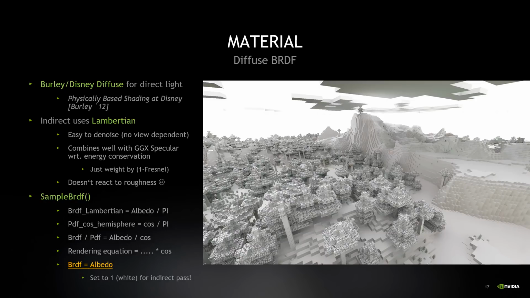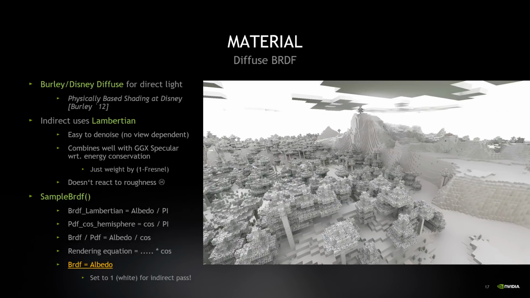For indirect light, we use simple Lambertian diffuse, which is not view-dependent, so it introduces smaller error when reprojecting from previous frames under camera movement. It doesn't react to roughness, but the difference between Disney diffuse and Lambertian is less noticeable after heavy denoising, and we only use it for indirect light contribution.